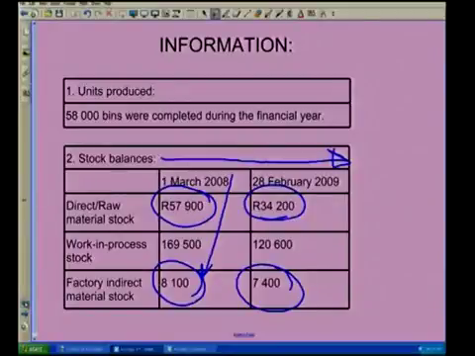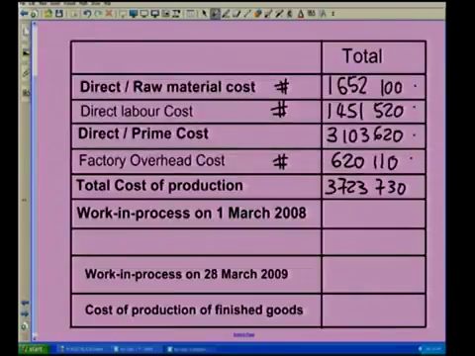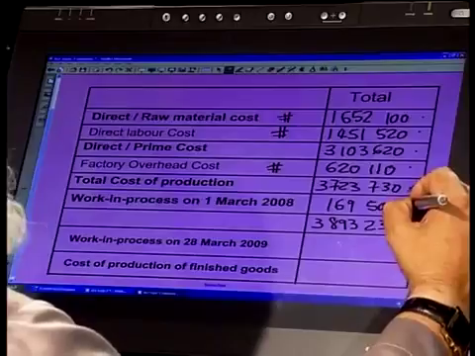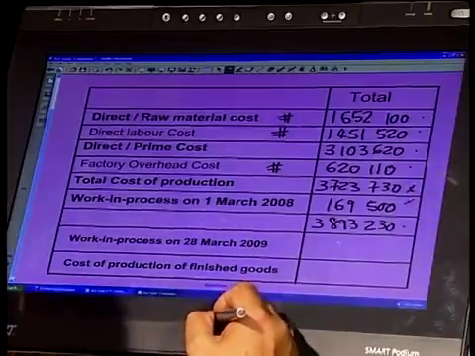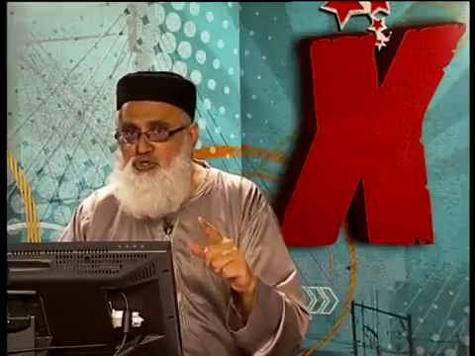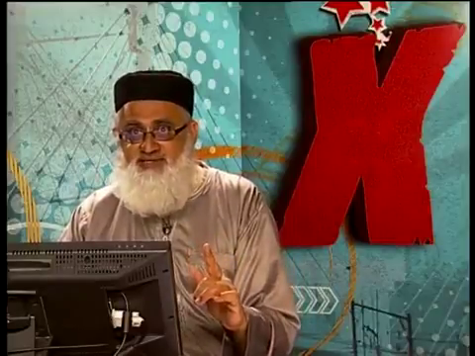Okay, do you recall when we worked here, what did we say? We said, add your work in process at the beginning of the year. Let's go to the question. Am I given my work in process at the beginning of the year? I'm sure I am. Work in process, beginning of the year, 169,500. So what do I do now? I add my 169,500 work in process to give me a figure of 3,893,230. Where did this figure come from? It's that figure there, plus that one, to give me that one.